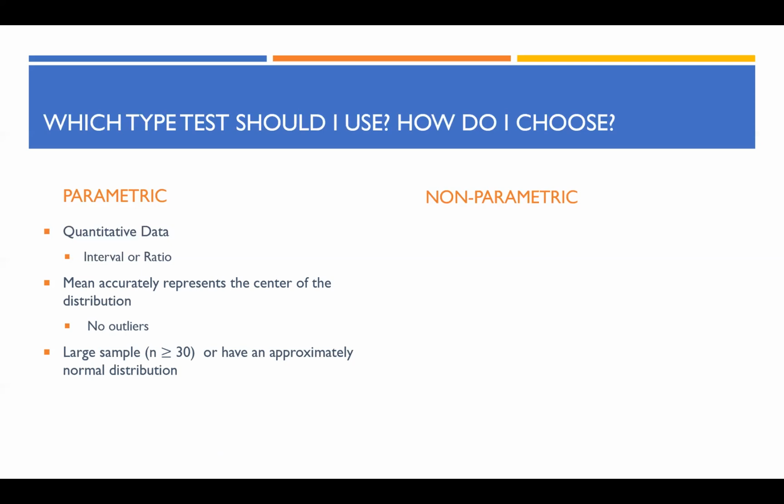If I have a large enough sample, I can apply the central limit theorem, which forces any unknown distribution to become normal. So again, that assumption that I have a normal distribution can be a valid one if I have a large enough sample. For non-parametric, and I've got a typo here.